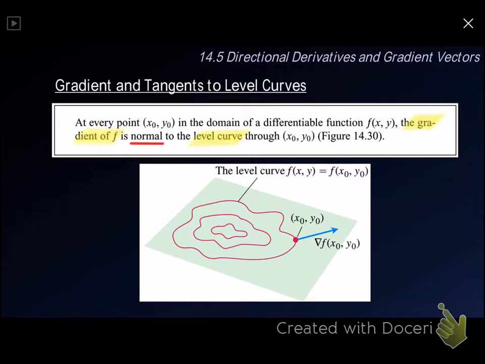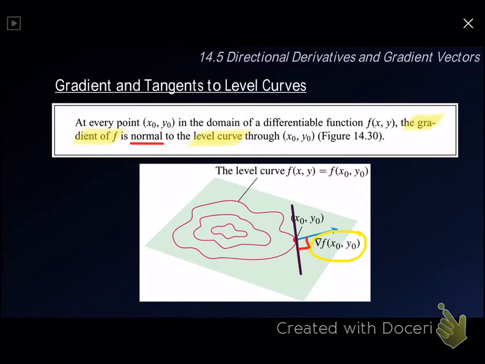Well, let's take a look at the graph below. When it says the gradient of f, you can see from here, this gradient of f, which is represented by the blue arrow here, is normal to the level curve, which means it will be perpendicular to the tangent line at the point x0, y0.